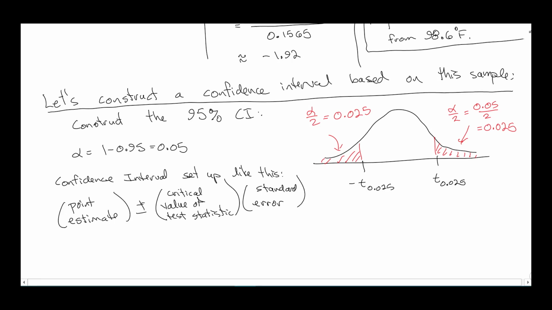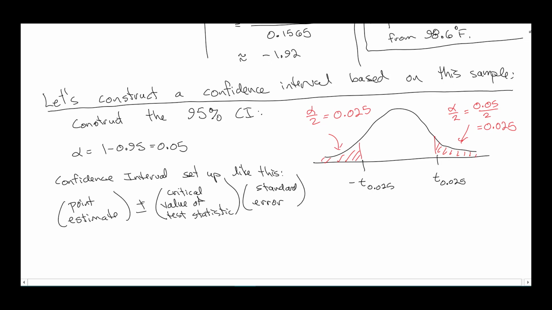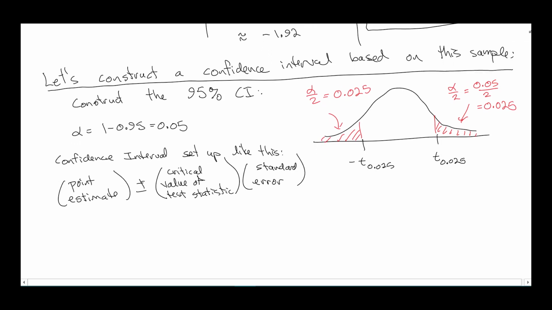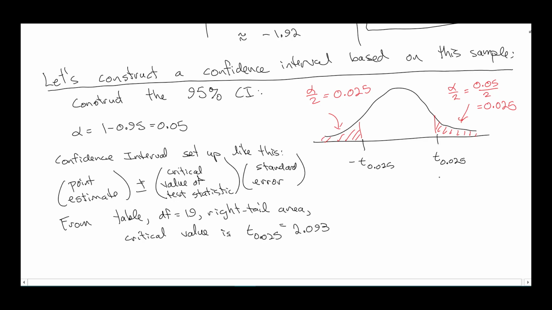Okay, so here, what's my critical value? From my table, okay, so we've still got a degrees of freedom equals 19 and a right tail area of 0.025. So I'm not going to go to the table again because we just did it. So my critical value is still t.025. So this is going to be our 2.093. Okay, so this is just what we found before.